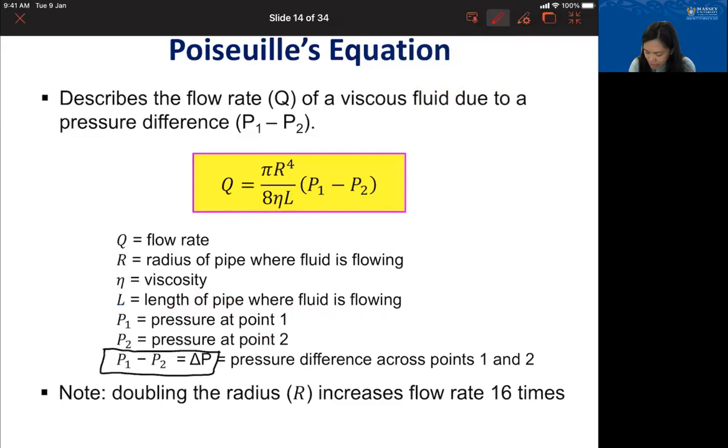So if it's easier for you, you can also rearrange this equation to be pi r to the 4 multiplied with P1 minus P2 divided by 8 eta times L. Maybe this form of the equation will make it easier for you to rearrange Poiseuille's equation. For example, if you wanted to find P1 minus P2, these equations are equivalent.